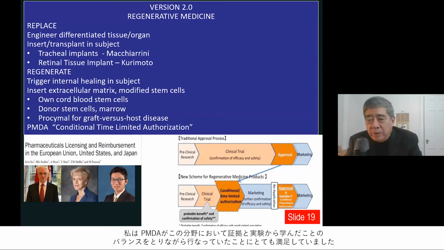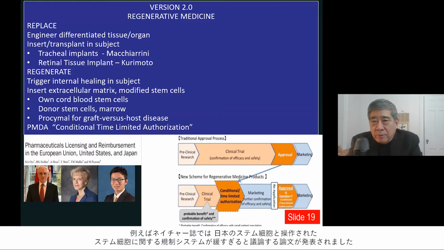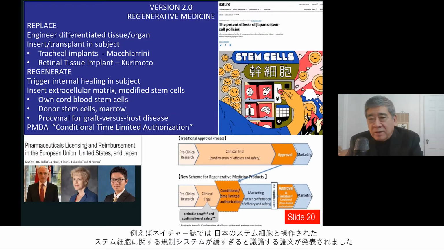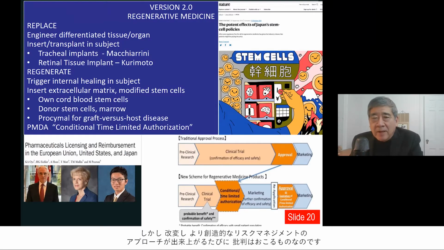I actually very much like what PMDA has been doing in this area, rebalancing evidence and learning from experience, but criticism does materialize. And in Nature, for example, there was a piece that was arguing that the system of regulation of stem cells and modified stem cells in Japan was too lax. I actually disagree with that piece. But again, anytime that you're modifying and coming up with more creative approaches to risk management, you can expect criticism.